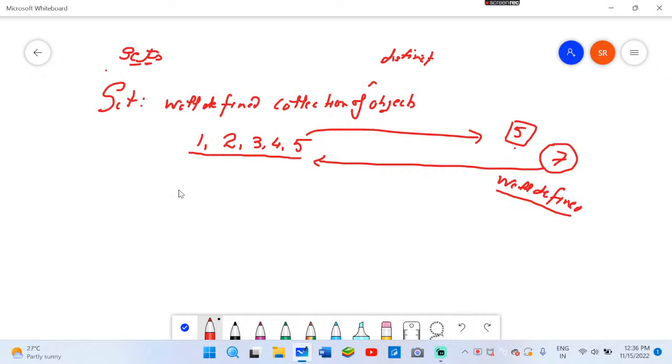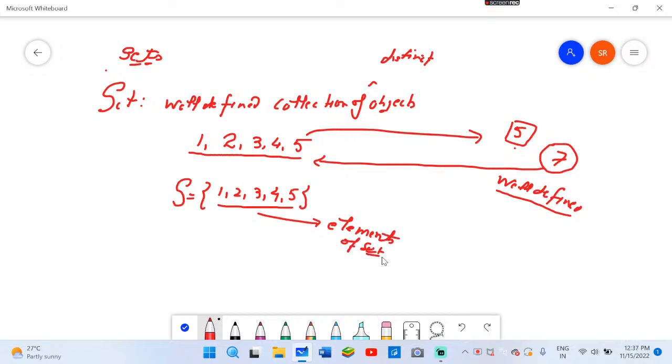and we always denote sets by capital letters. Let us use S for writing this set: 1, 2, 3, 4 and 5. So these 1, 2, 3, 4 and 5 will be called elements of set. And this S is for name of set.